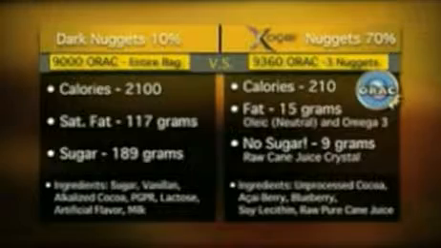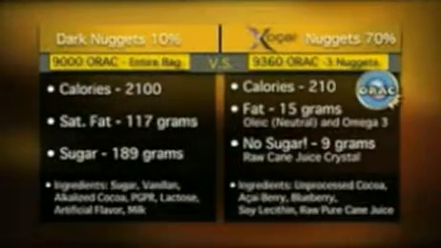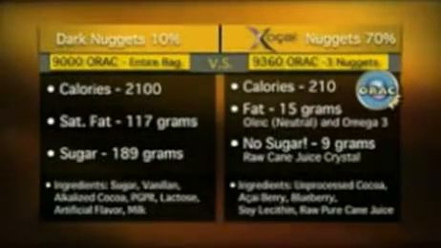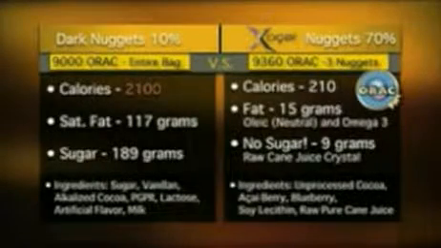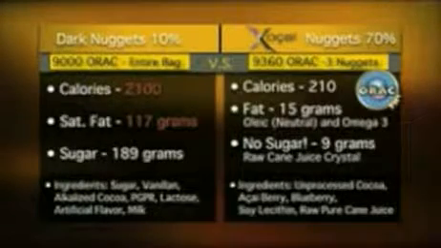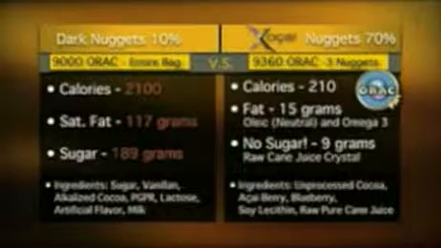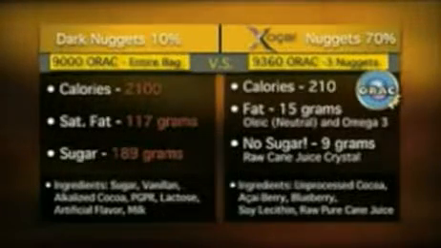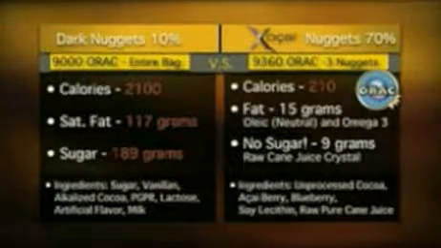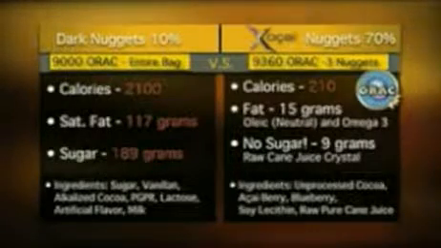So if you were to try to get your ORAC from other typical dark chocolate, you would have to consume, in your typical 10% dark chocolate nuggets, an entire bag, which would give you 2,100 calories, 117 grams of saturated fat, and a whopping 189 grams of high glycemic refined sugar. Yikes. I don't think that'd be good to do on a regular basis. Shosai, on the other hand, 3 nuggets truly does, with the Brunswick seal, give you 9,360 ORAC.